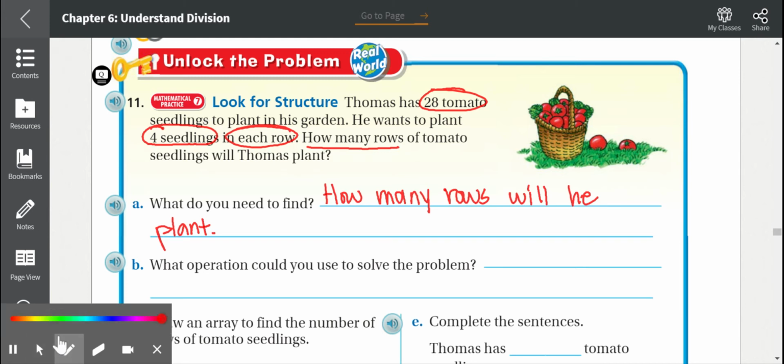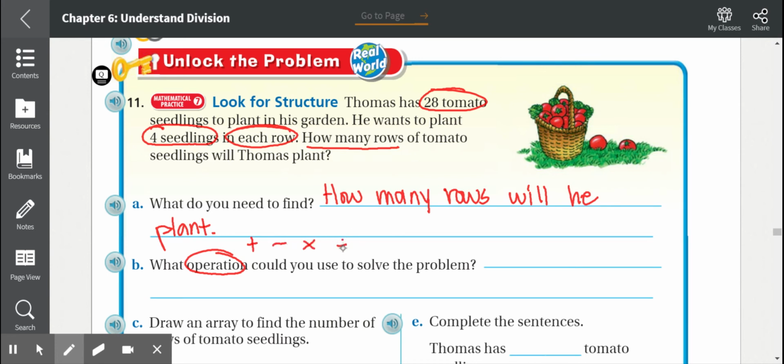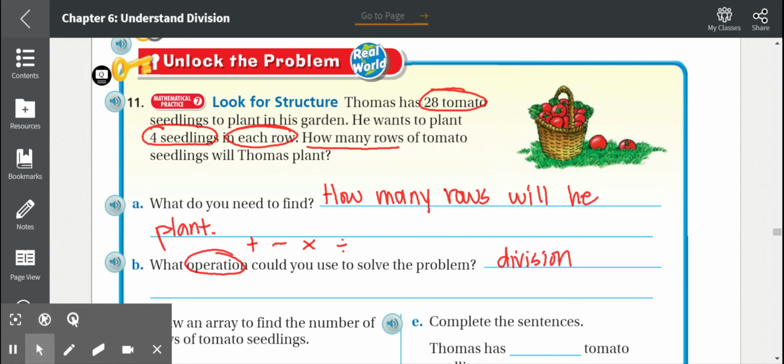Okay. And then the next question says, what operation could you use to solve the problem? When it says operation, our 4 operations are addition, subtraction, multiplication, and division. Which one could we use to solve the problem? Okay, a possible answer is division. And we're going to be using that one today.